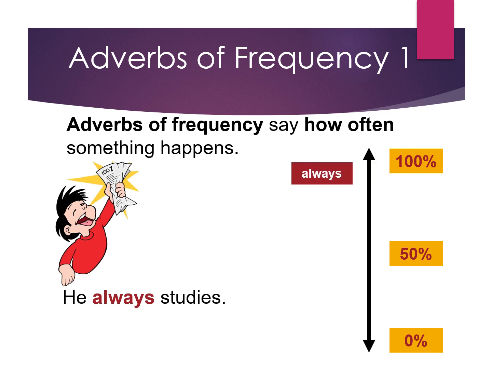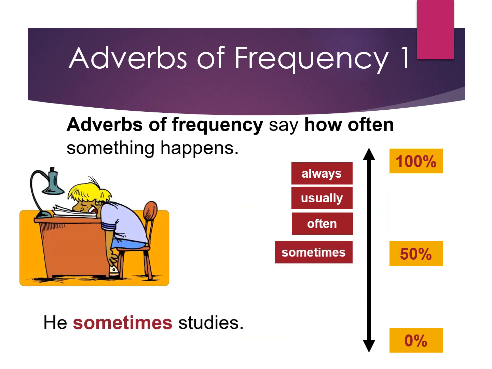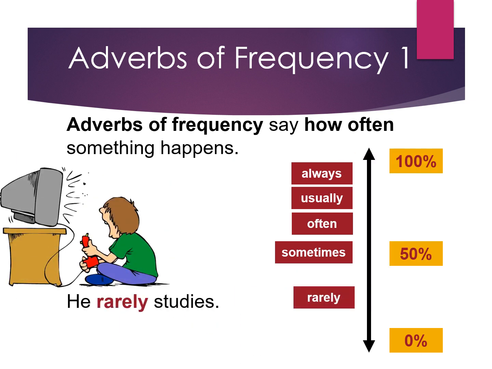Always, which means 100% of the times. Usually, which is going to be about 75% of the times. Often, some kind of 60% of the times. Sometimes, 50% of the times. Rarely, let's say it's between 30-40% of the times. And we have never, which means 0% of the times. This is the way we think about adverbs of frequency.